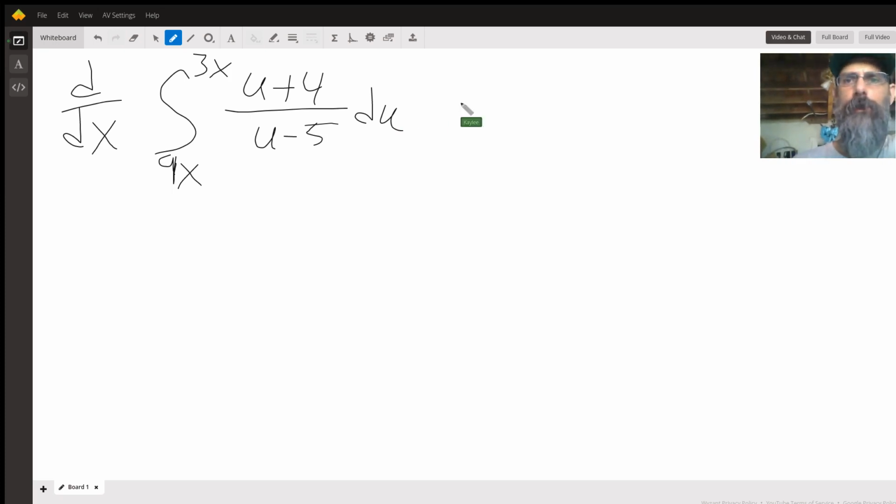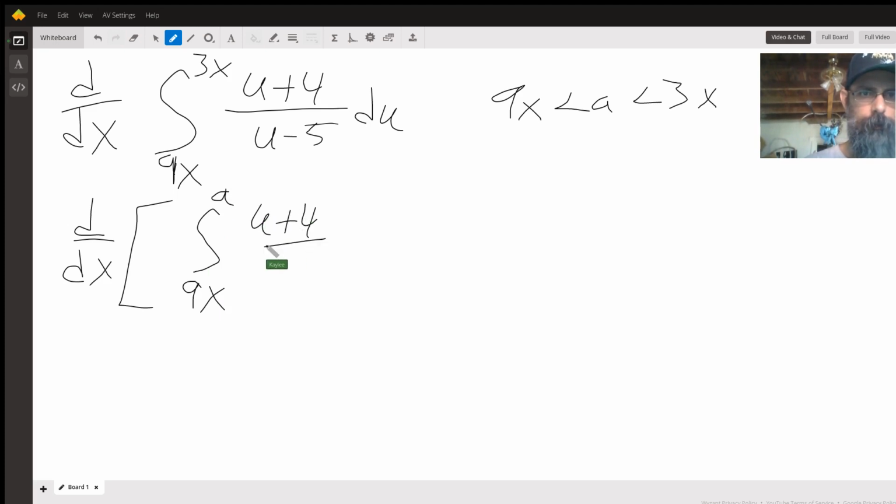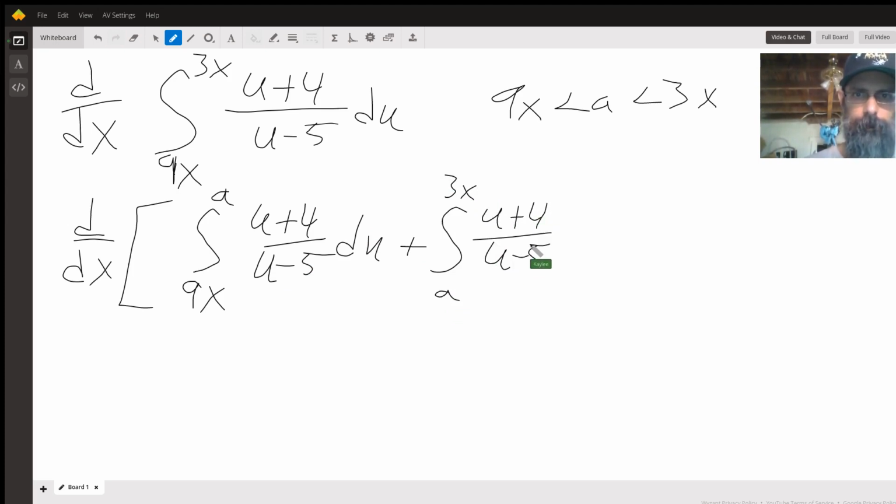So what I'll do is just say that a is some constant between 9x and 3x somewhere. And then you can split this up into two integrals. And you're still taking the derivative of. And then this is going to be the integral from 9x to a of (u + 4)/(u - 5) du plus the integral from a to 3x of (u + 4)/(u - 5) du.